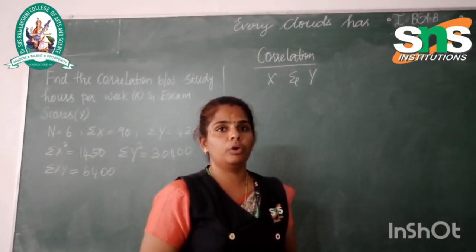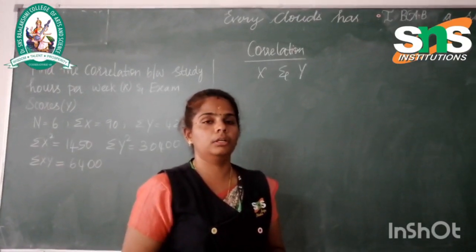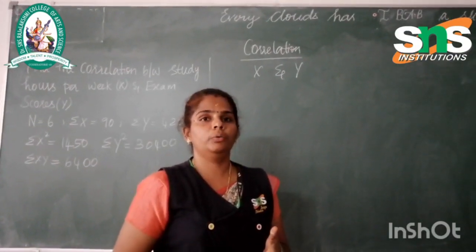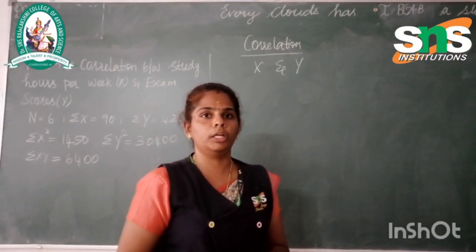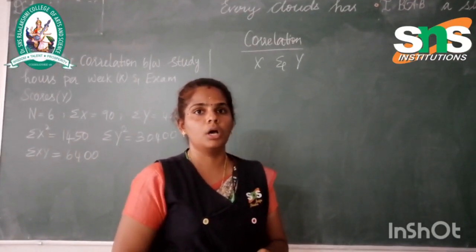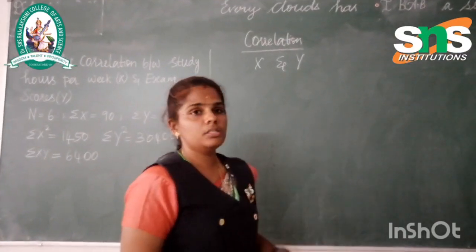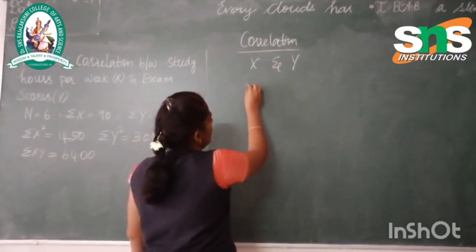The second type is negative correlation. If the correlation lies in the negative part, then we classify it as negative correlation. Then there is no correlation. If there is no relationship between two variables, then we can say that there is no correlation between the two variables. To find this correlation, there is a formula.